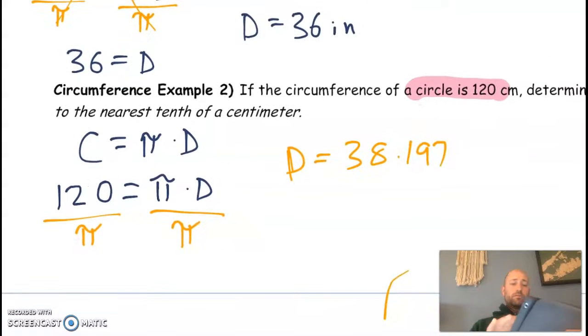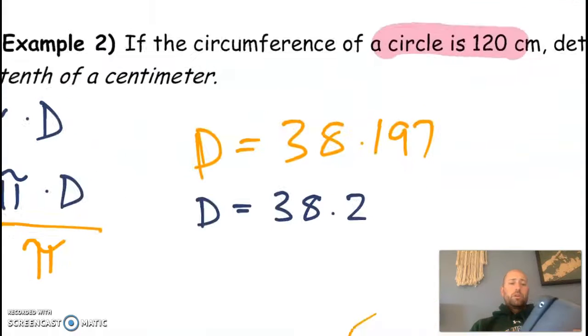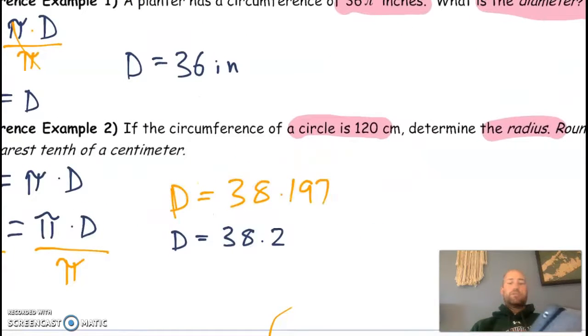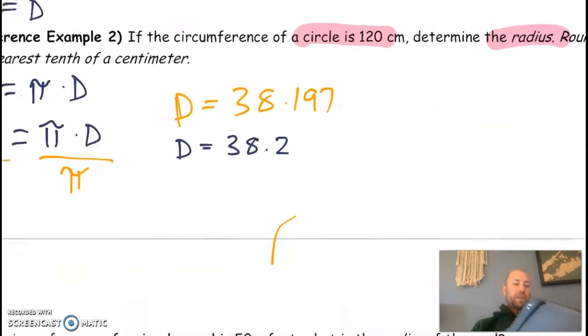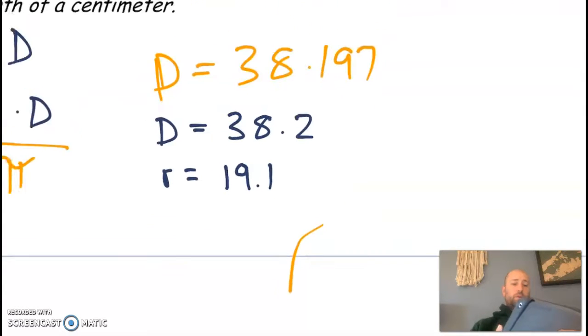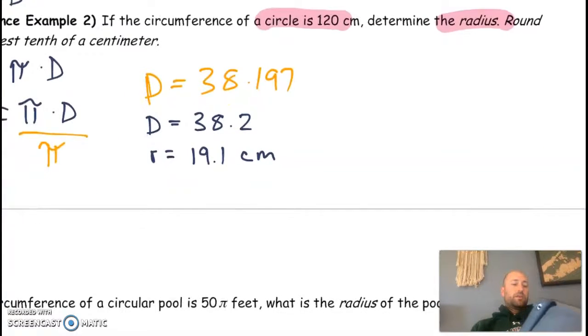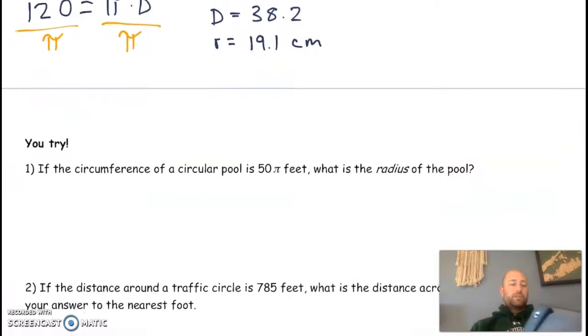Okay, so round to the nearest tenth. So the diameter is equal to 38.2. Am I done? Well, no, it says find the radius, and radius is just half of the diameter. So my radius is equal to 19.1 centimeters. Okay, so dividing by pi is our first step, and that is going to be your first step when you try these next two.